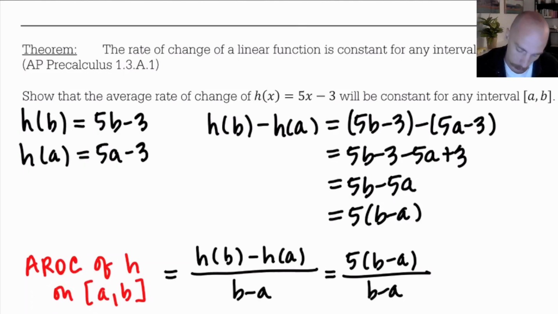And I'll see that, if I do a little bit of strategic canceling here, I've got b minus a over b minus a, that's just 1. This is going to be equal to 5. So I've shown that the average rate of change of h will be constant on any interval a to b, and that constant is going to be 5.